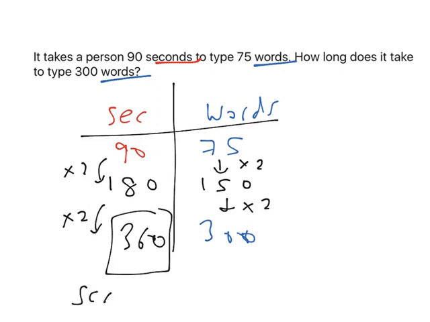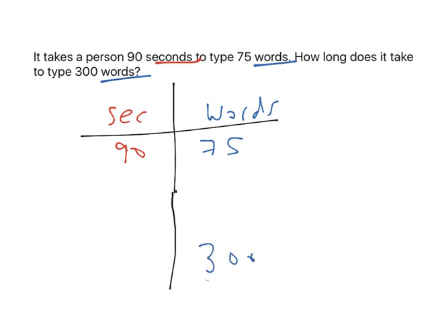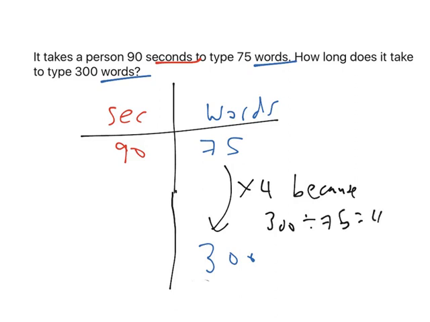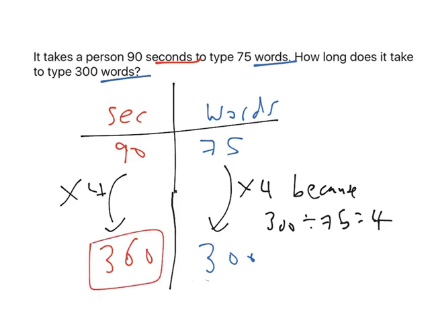This method is called scaling up. We know that if we double the time, we double the number of words that we type. Here's another way of thinking about it. Well, 75 goes into 300 how many times? That's 4, because 300 divided by 75 is 4. So that means we're also multiplying by 4, because we need to type 4 times as many words. So we need 360 seconds. 90 times 4 is 360.